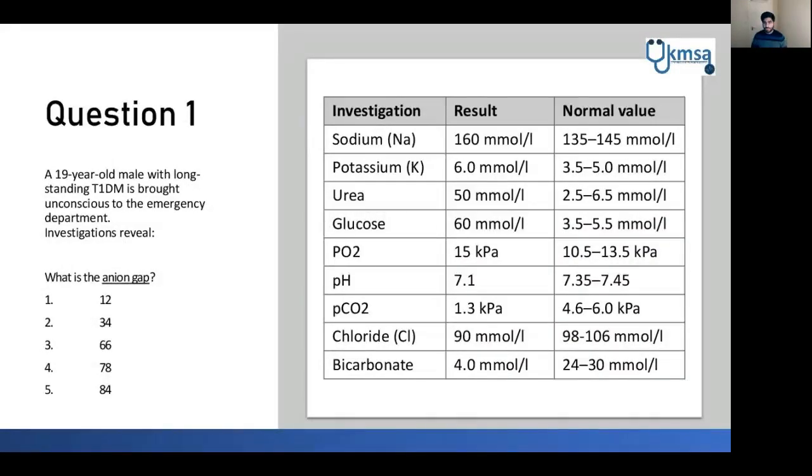So, question 1. I'm going to put up the poll in a second so you guys can respond, but we'll read it out for you. There's a 19-year-old male with long-standing type 1 diabetes. He's come into the emergency department, he's unconscious. So you can't do much with a history, but you do a blood gas and some bloods, and this is what comes back. Sodium of 160, hyperkalemia, really high urea, high glucose. You can see it there. PO2 seems to be okay, but he's acidotic, so it's 7.1. But my question is, what is the anion gap?